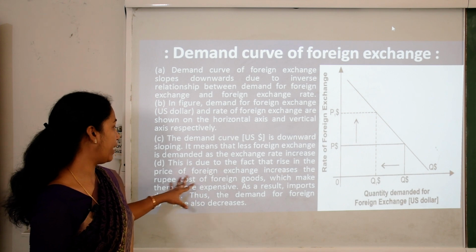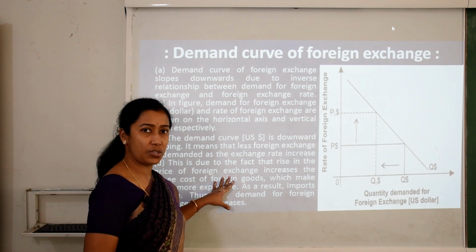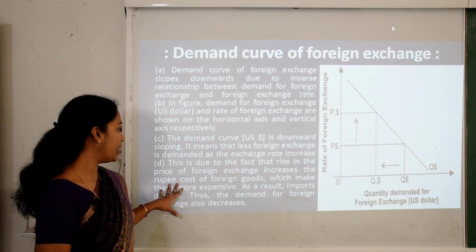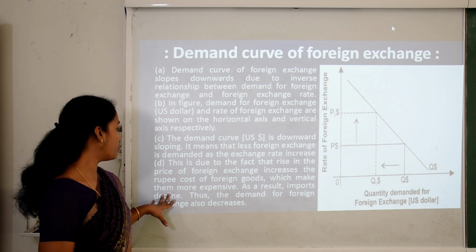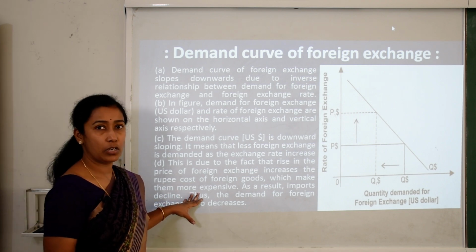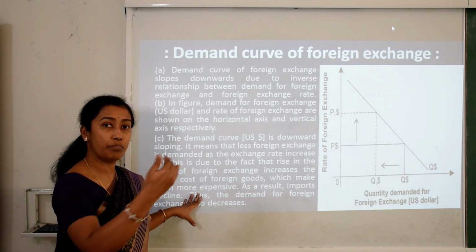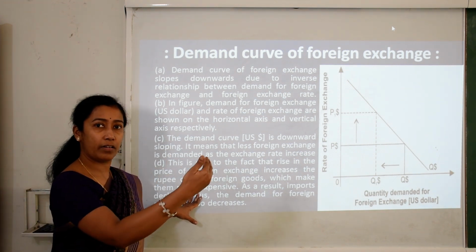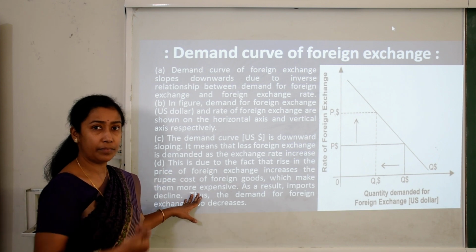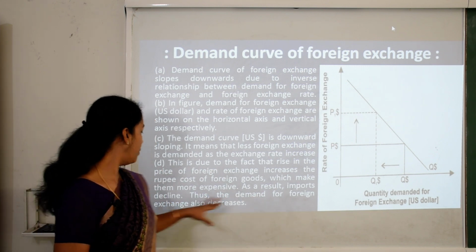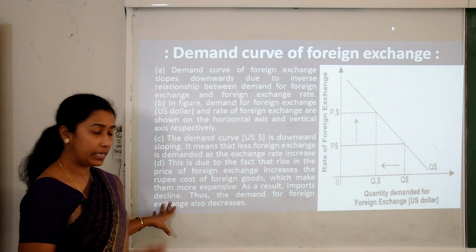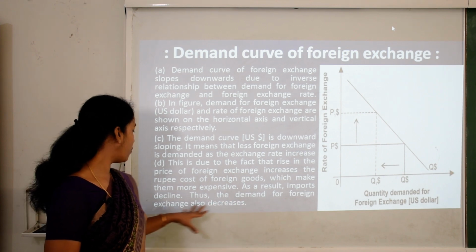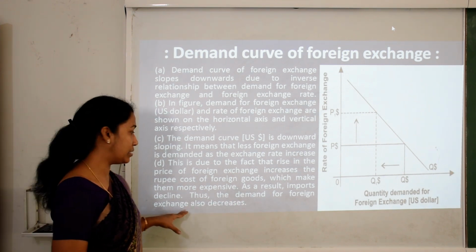This is due to the fact that a rise in the price of foreign exchange increases the rupee cost of foreign goods, which makes them more expensive. So we will not be engaged in importing goods and services from a foreign country just because their currency rate is higher than ours. As a result, our imports will decrease, and the demand for foreign exchange also decreases.